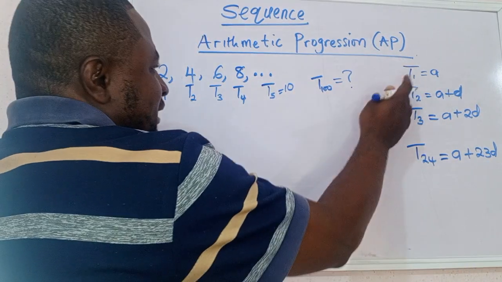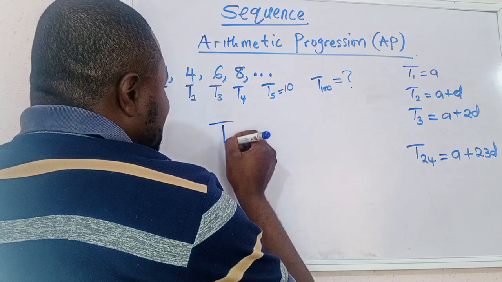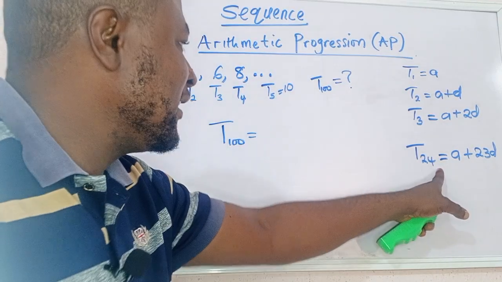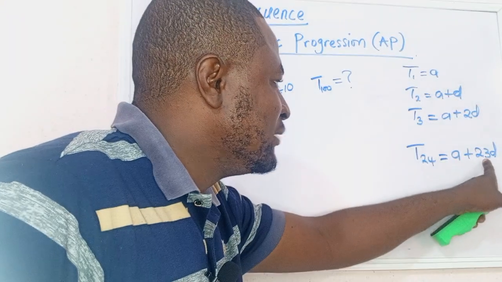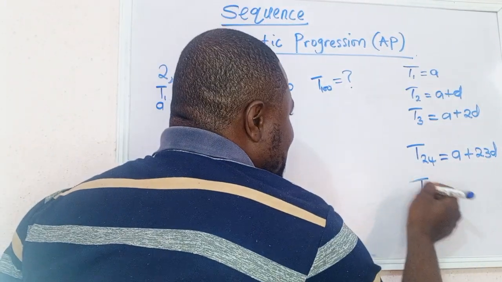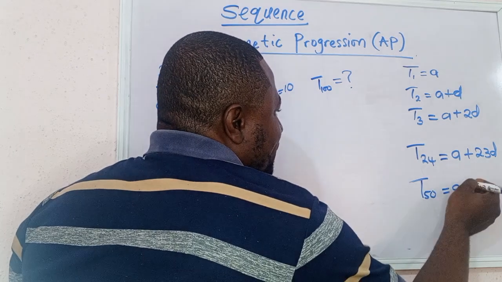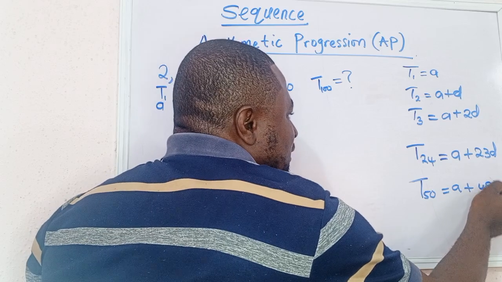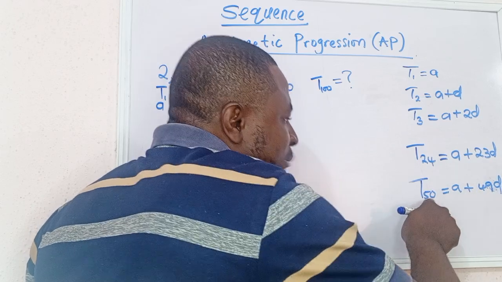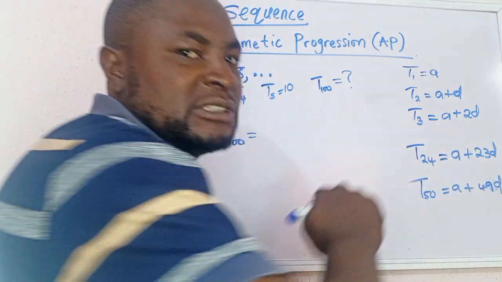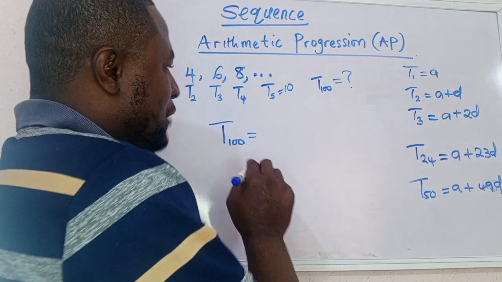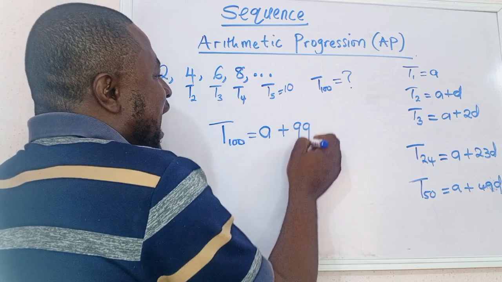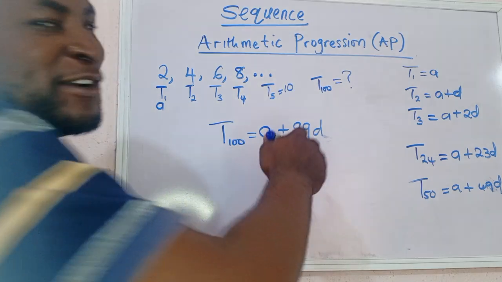Let's look at it. I've just explained this. If I want to write the 100th number, look at the behavior of AP. If here is 24, the D will be carrying 23. If this is 50, I'll have A plus, what would the D be carrying? It will be carrying 49. You just remove 1 from 50, you have 49. So it's always A plus something D. So you can see, if I want to get the 100th term, it will be A plus 99D. And that's all.